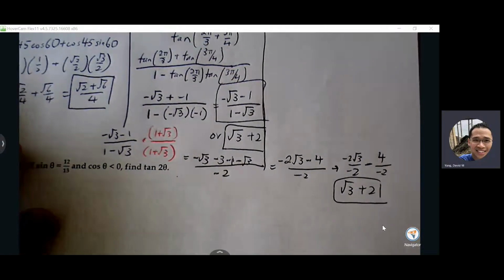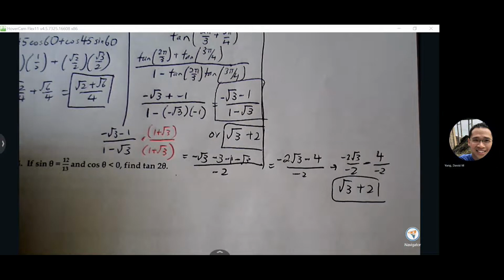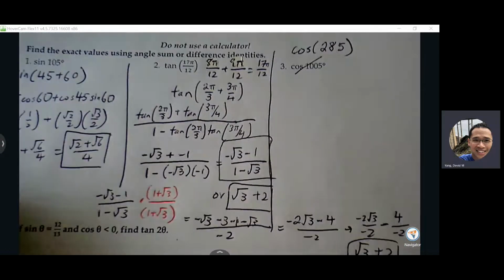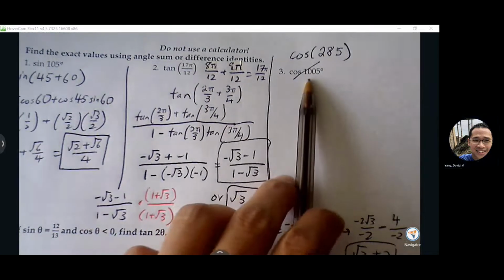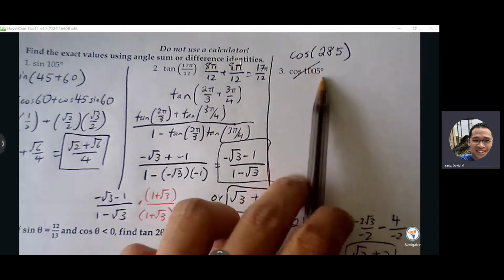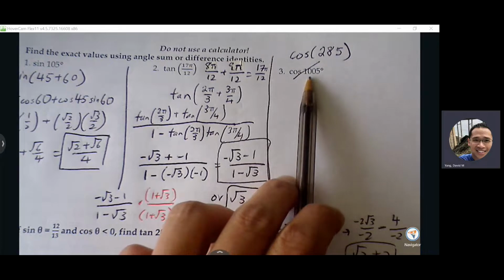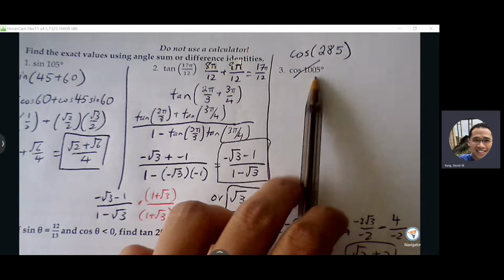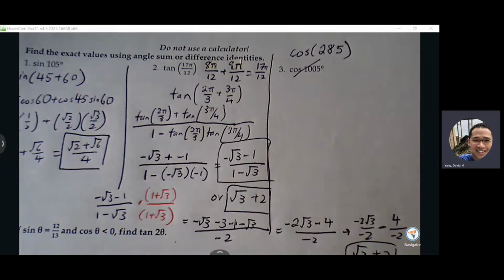Okay, number 3, that makes sense. Number 3 made it a little bit easier, but if you were to do such a large number, what would you do to make it more recognizable? Yeah, keep subtracting 360, right? But I'll make it easier where you can find it. So let's do 285 instead.